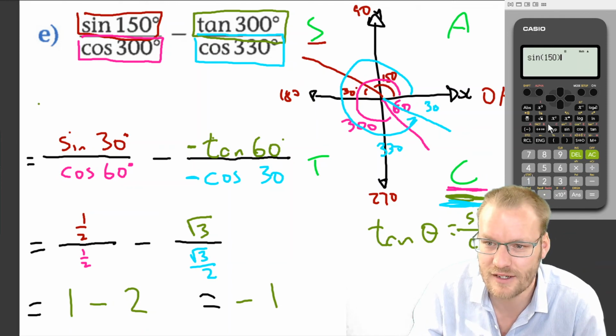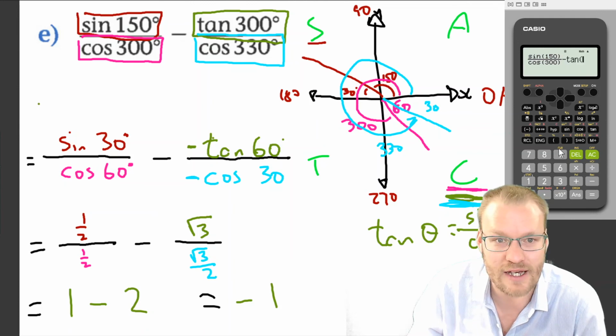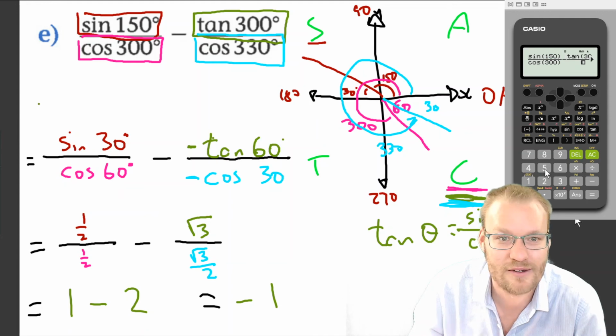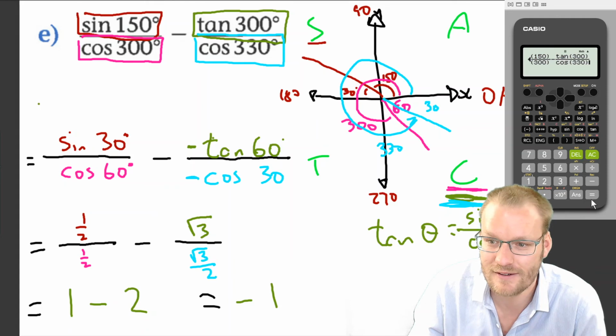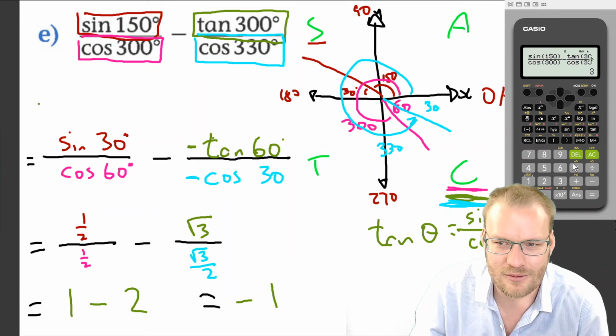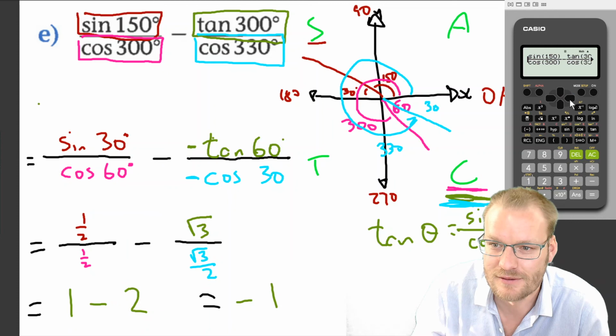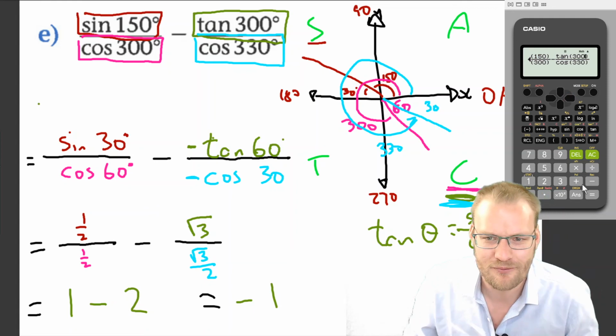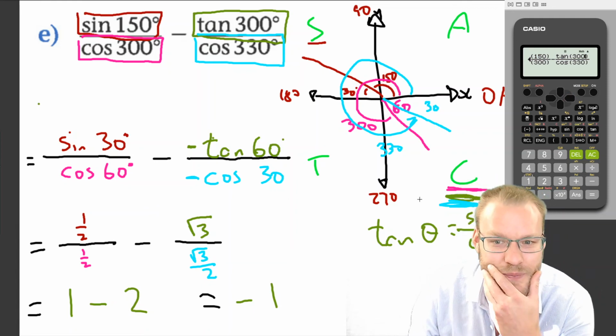Sine 150 over cos 300 minus tan 300 over cos 330. I'm getting blown away here. Okay, so where's our error? See, this is the point, right? Minus tan 300 over cos 330. Where's our sign wrong? Do you see it?